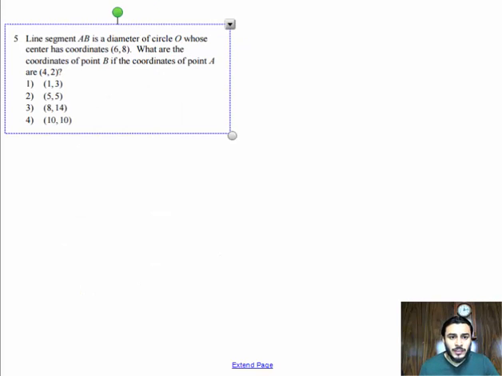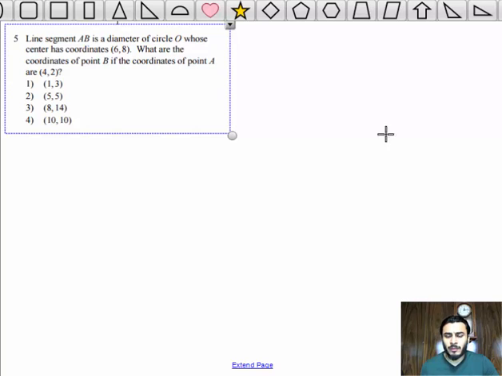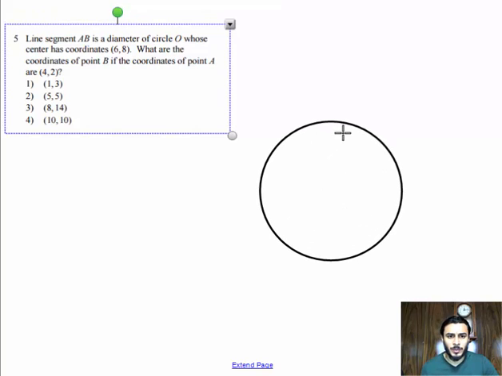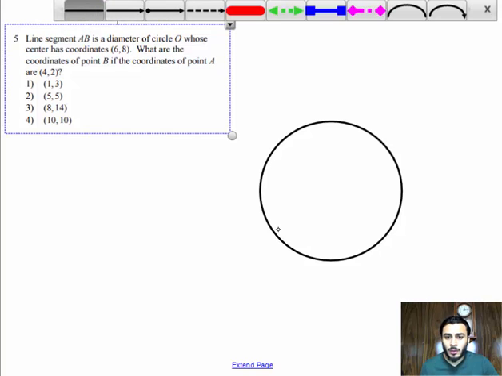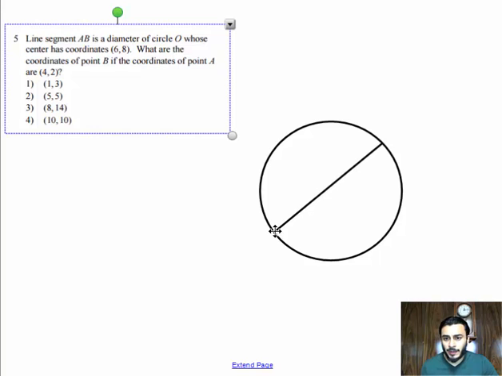Number 5 says line segment AB is a diameter of circle O whose center has coordinates 6, 8. What are the coordinates of point B if the coordinates of point A are 4, 2? So let's go ahead and give ourselves a picture just to sketch this out a little bit. So it says line segment AB is a diameter. So that means we have a circle and we have a line segment that's a diameter. So that means it cuts the circle right in half. So this is line segment AB.